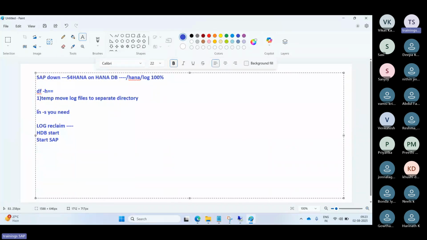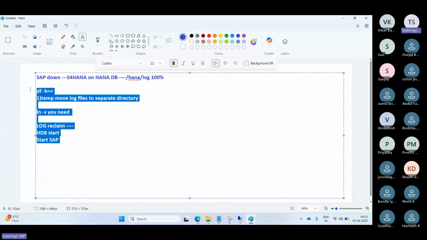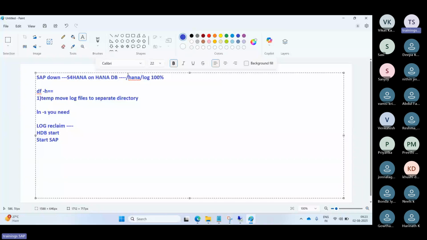Then we created the mount point to a separate directory, then executed the log reclaim, which will clear all the space. Then I started the HANA database and started SAP, and the issue got fixed. That is the main thing. It happens mostly when the HANA log is full. After that, we checked and fixed the log backup related issue.